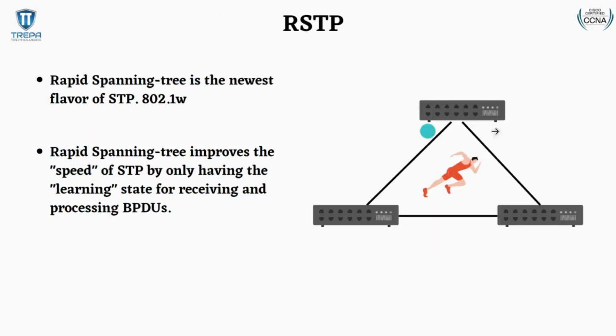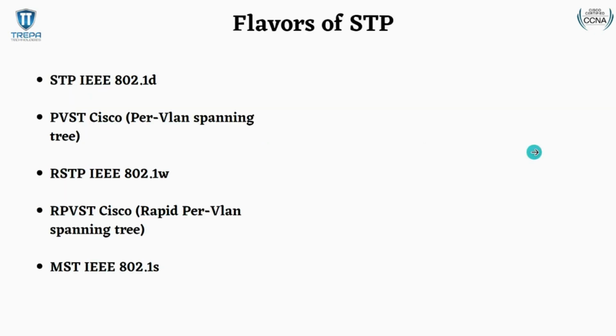So a little bit more information. The newest flavor is called 802.1w. Rapid spanning tree just improves the speed of STP by only having a learning state for receiving and processing bridge protocol data units. And then this last slide, you see it's kind of blank here. I couldn't find a picture, but this is all the flavors of spanning tree that you need to know about.